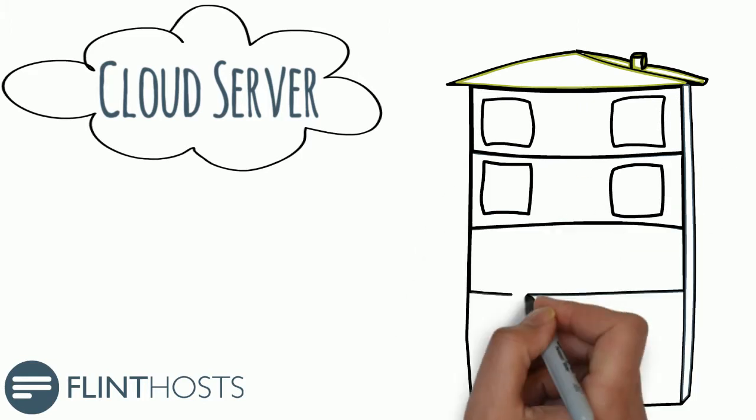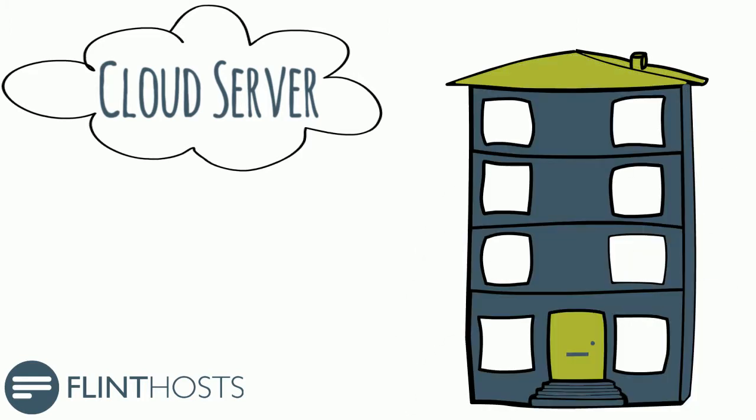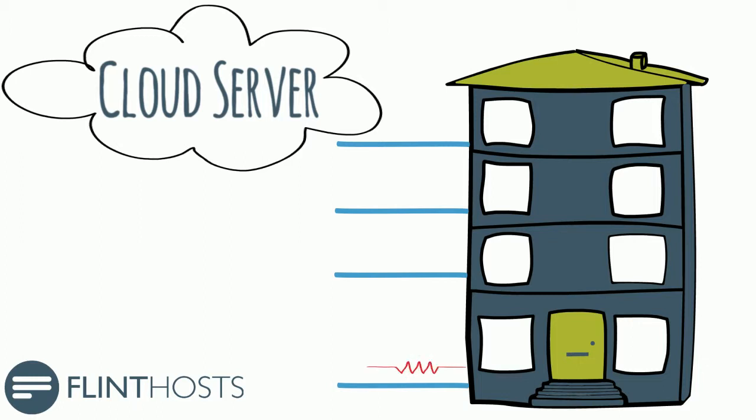The best option is a Flint Hosts cloud server. Flint Hosts cloud servers are like luxury apartments. An apartment is part of a larger building. Rather than one piece of land allowing for only one house, the same size piece of land is able to serve multiple homes. So, by the economies of scale, the cost of a luxury apartment is considerably lower than that of a house.